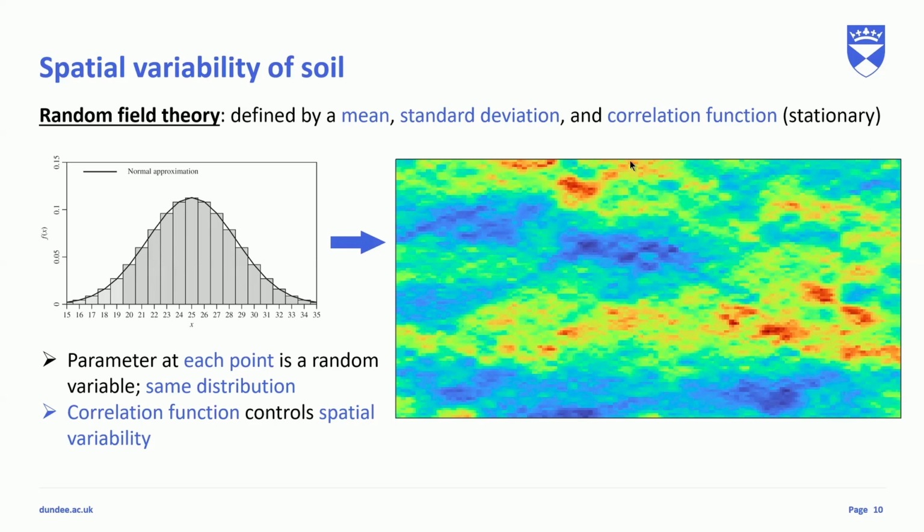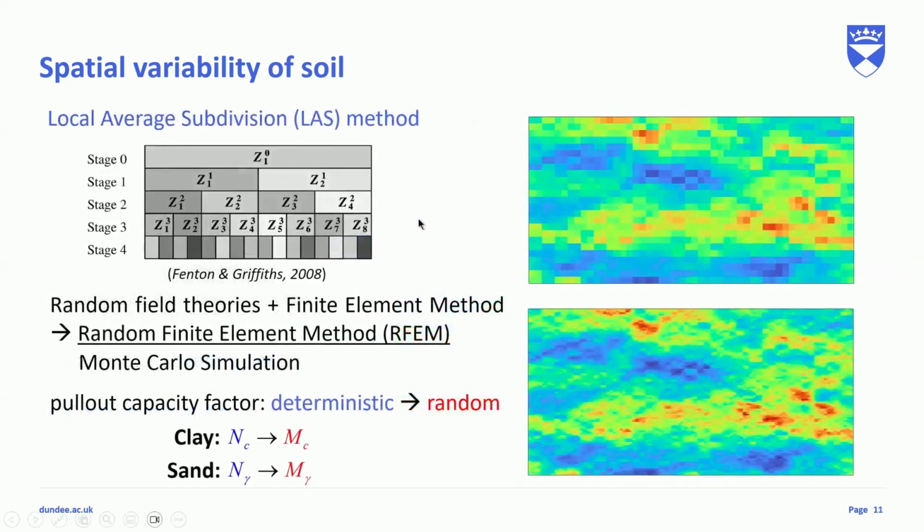So this is a generated two-dimensional random field. You can see that the property at each point is different. So how can we incorporate the random field theory? Here we're using the LAS method, local average subdivision. The theory behind it is quite complicated, so I'll just introduce the concept behind it.